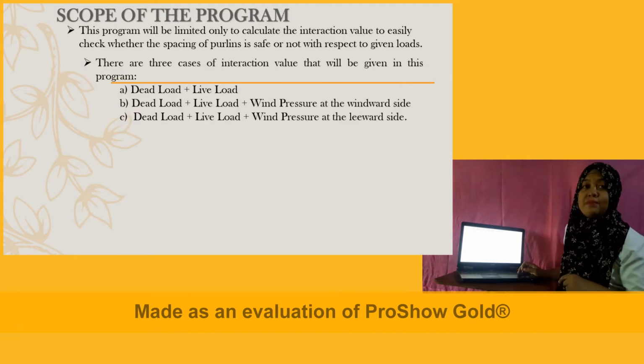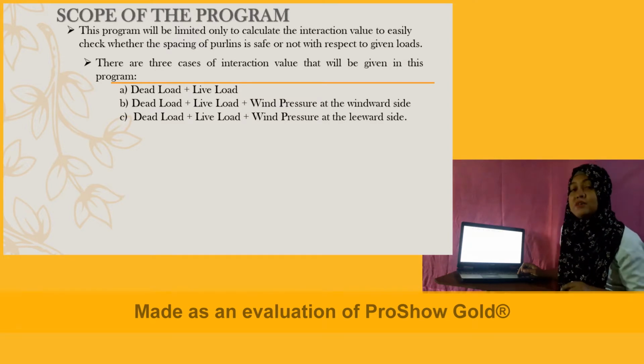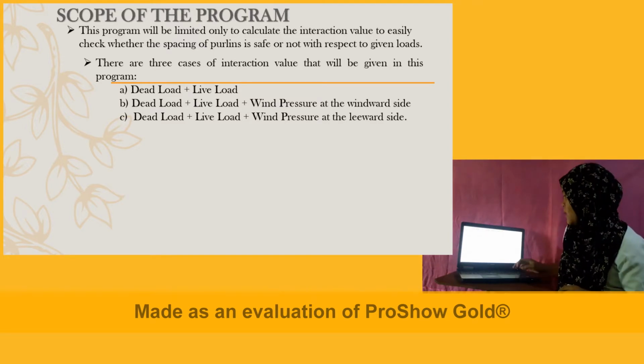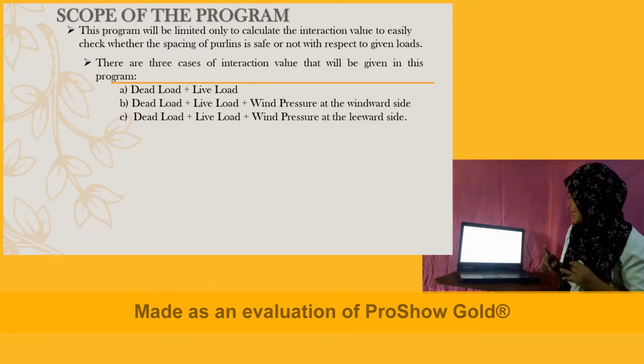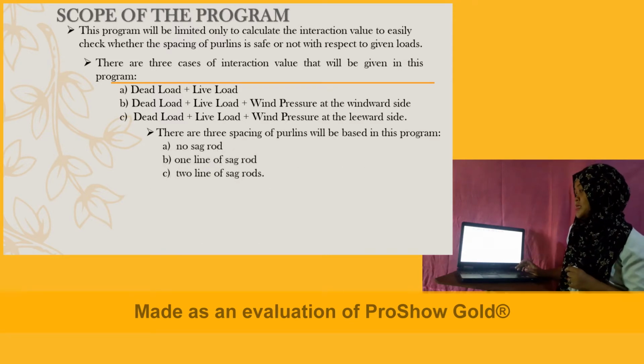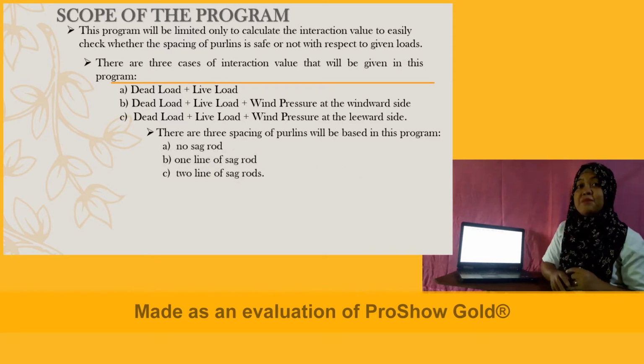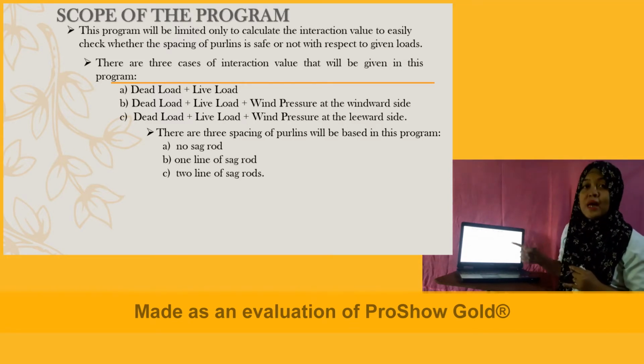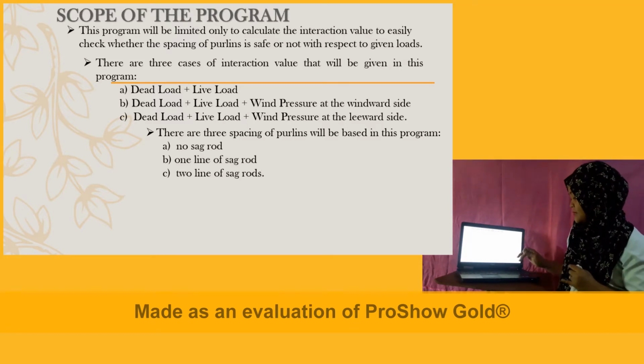The second one, there are three cases of interaction value that our program will give. First, the dead load plus live load. Second, the dead load plus live load plus wind pressure on the windward side, and also the leeward side. The third one, there are three Purlin spacings that our program will be based on. First is no sag rods, then one line of sag rod, and then two lines of sag rods. It depends upon the given problem.